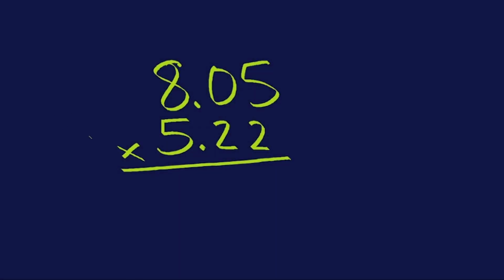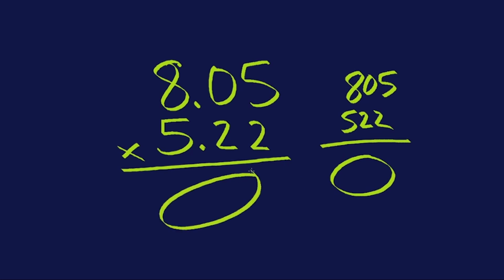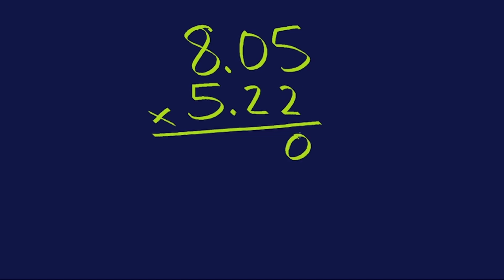Okay, it's our biggest one yet. Let's see what we can come up with. I'm going to solve this as if it's 805 times 522, knowing that my digits will be the exact same, and then I can place the decimal at the end. 2 times 5 is 10. 2 times 0 plus 1 is just 1. 2 times 8 is 16.